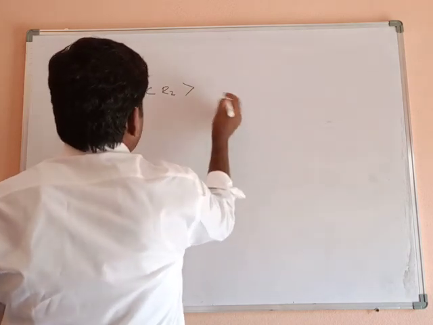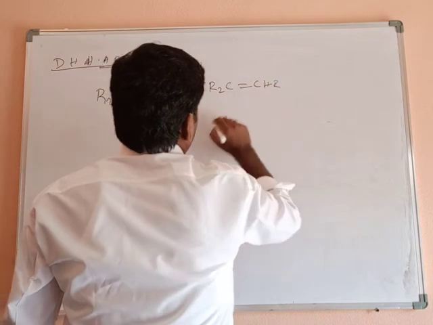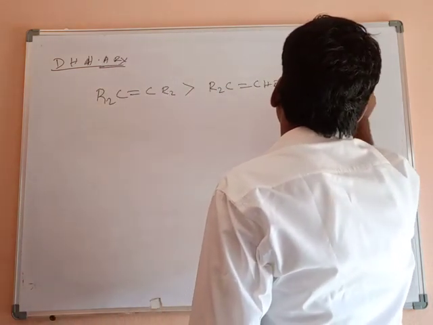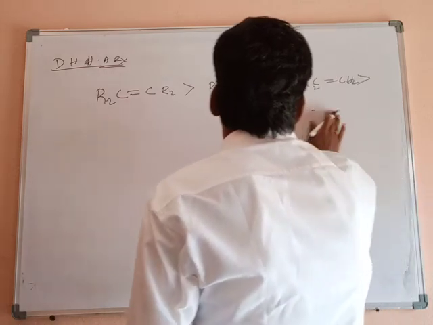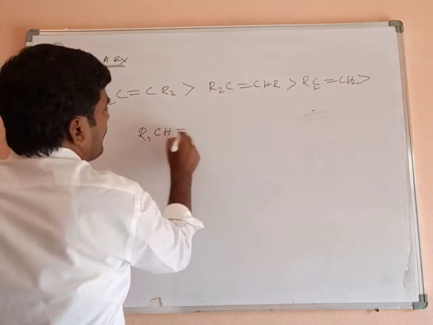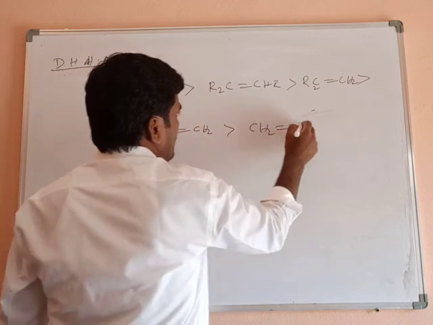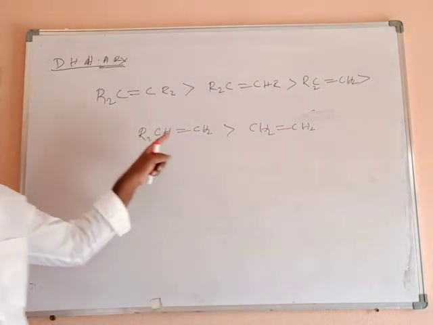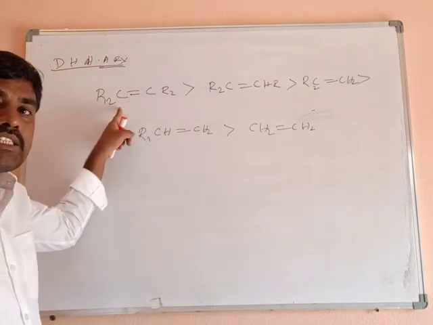So the stable product is this. The next is R2C double bond CHR. Next one, R2C double bond CH2. Next, R1CH, I'm writing here, R1CH double bond CH2. Next, CH2 double bond CH2. This is the order of stability of alkenes. So for the formation of the more substituted alkene, the reaction is faster.